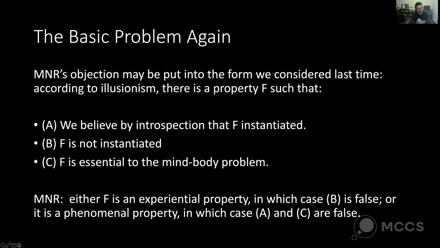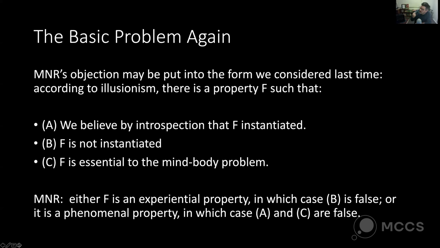Well, then I think she will say that both A and C are mistaken. It's not true that we believe by introspection that F is instantiated, because that would be to believe by introspection that there's some phenomenal property which is instantiated by an event, and she thinks that isn't true. And likewise, it's not the case that that's in any way essential to the mind-body problem. In fact, that's a complete confusion from her point of view. So we can express her view, I think, using this basic structure.